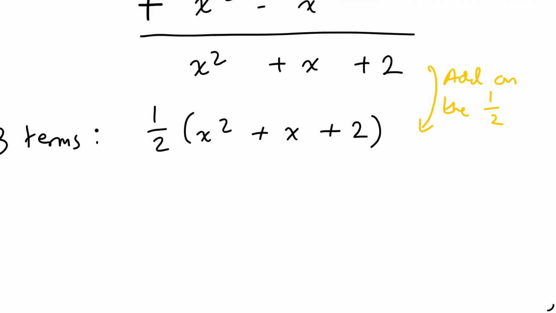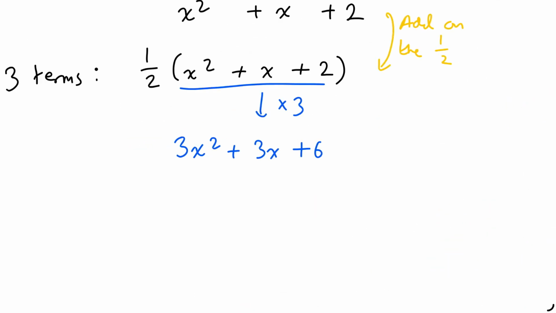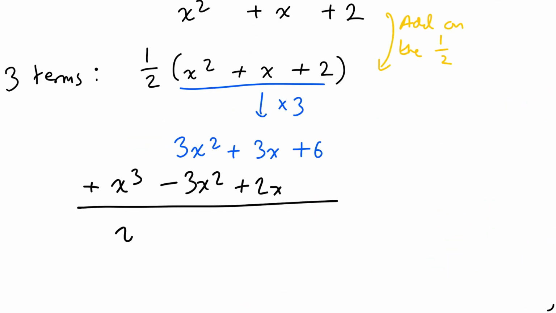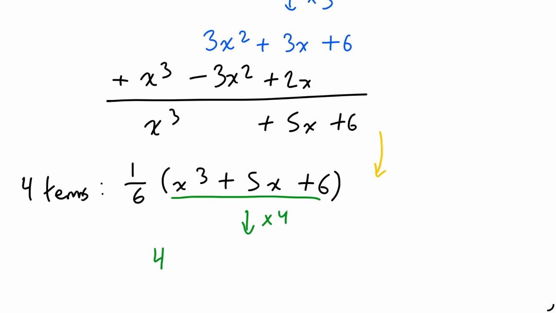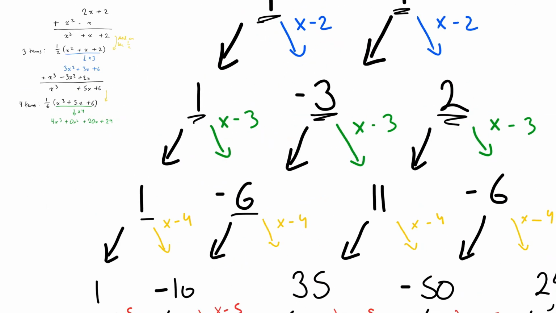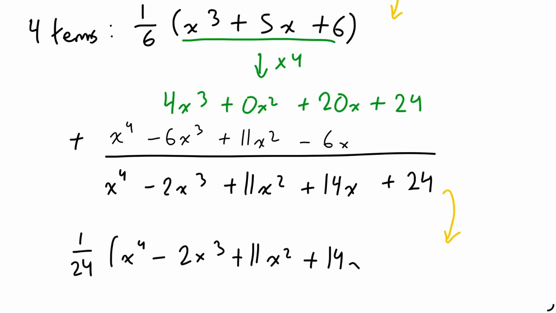And to get the next one, we triple what's inside the bracket, column addition it with the next row, and then plonk the 1/6 on the outside. And again, as expected, we get a sixth (x cubed plus 5x plus 6). And you can just do this on repeat, multiplying what's inside the bracket by n, adding the nth row of the triangle, and sticking a 1 over n factorial on the outside.